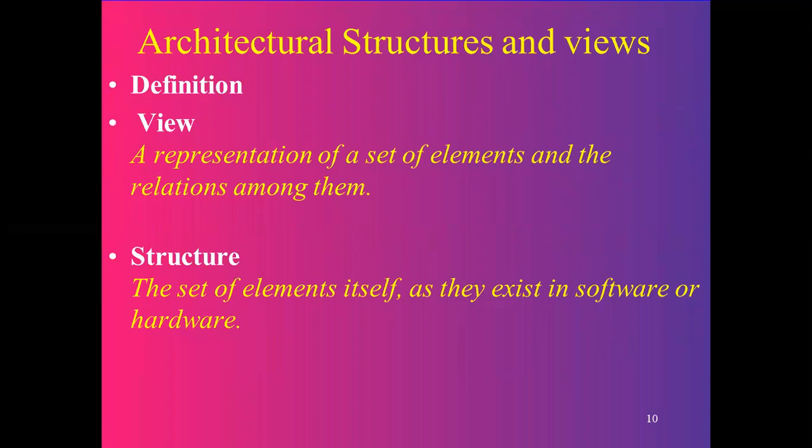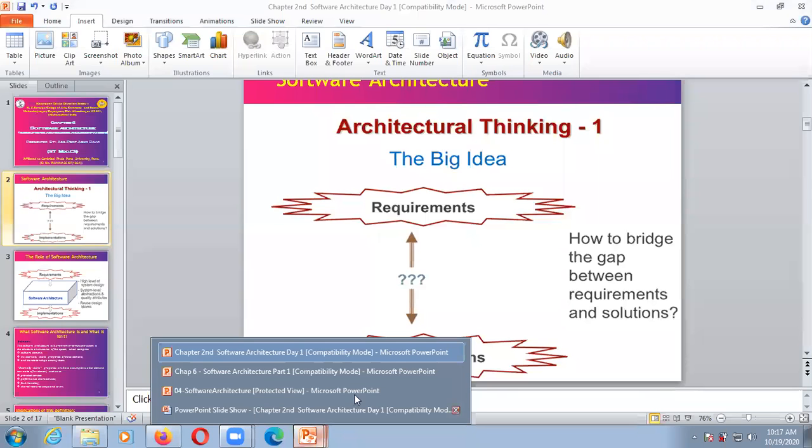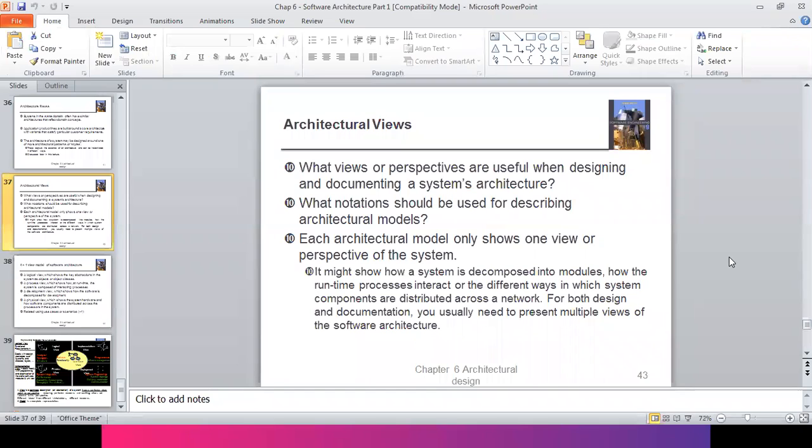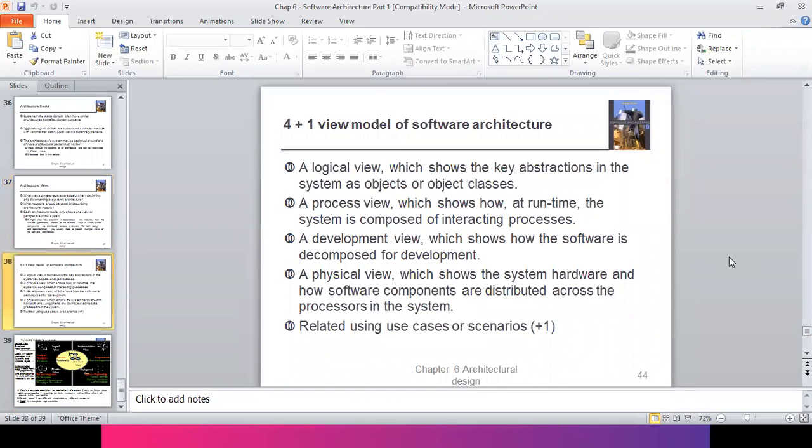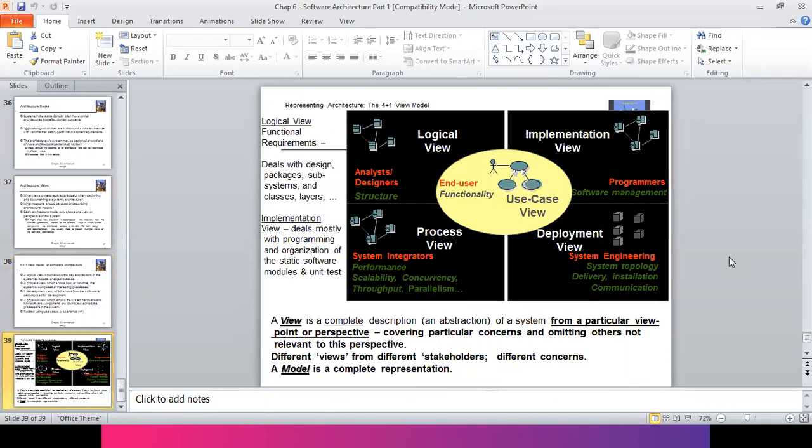The next one is architectural structure and views. In the last session, we have seen the 4+1 view model of software architecture. That consists of four views plus one. The first one is logical view, process view, development view, and the last one is physical view. Here you can see the logical view, implementation view, process view, and development view, and this is the use case view. This is the 4+1 view model of software architecture.